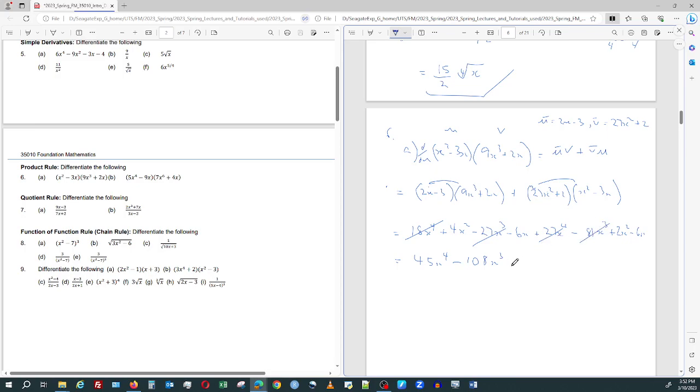6x², (4x² plus 2x²) minus 12x. And so that's your final result.